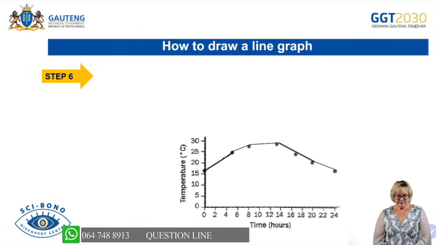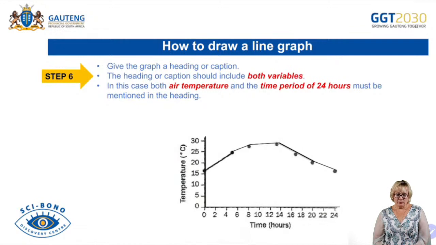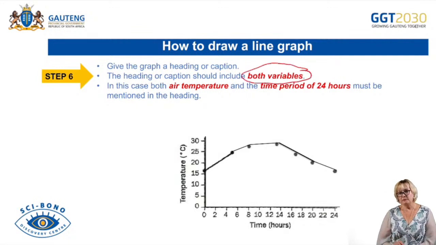And then step 6, give the graph a heading or a caption. I promise you, you get a mark, sometimes 2 marks, for the heading of the graph or the caption. So don't forget this. Once you've drawn and you've done your graph, remember to go and write a heading on top. The heading or caption should include both variables. Very important for you to get a mark, both variables.